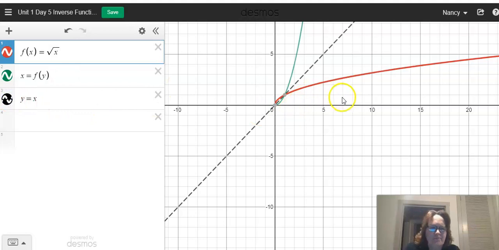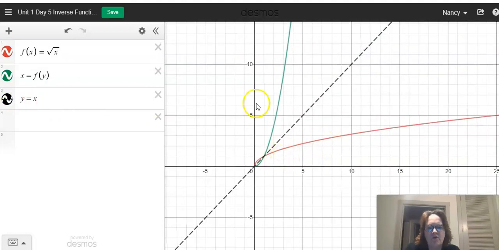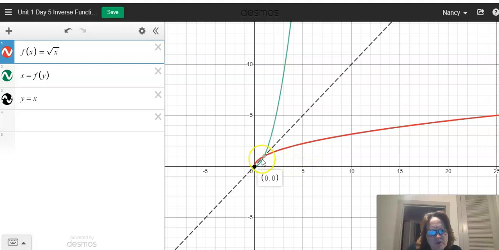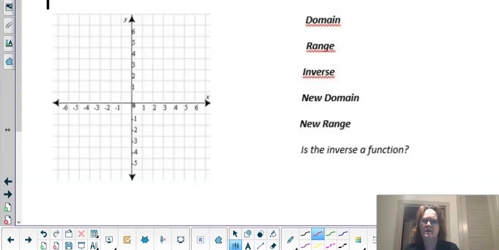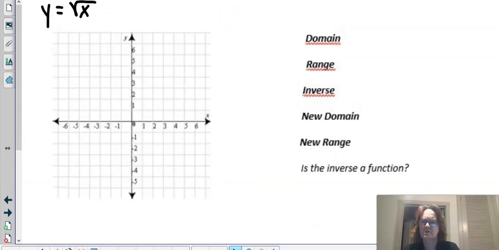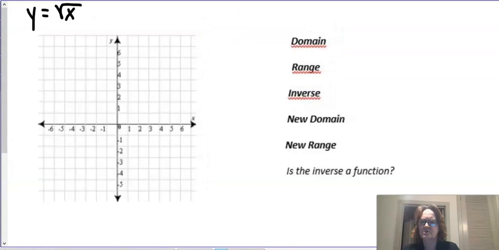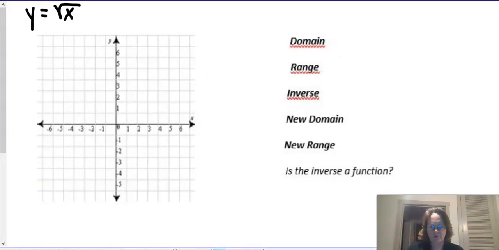There's your y equals x line, and you see how they are reflected over that line. If you remember too, the red one is our original, and it has a point at 4, 2 also. So let's go back over here and sketch those real quickly. Move this back up. This doesn't really line up right with my Desmos. So the red one was 0, 0, 1, 1, and 4, 2.